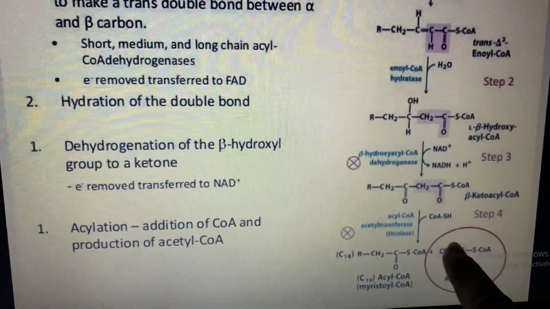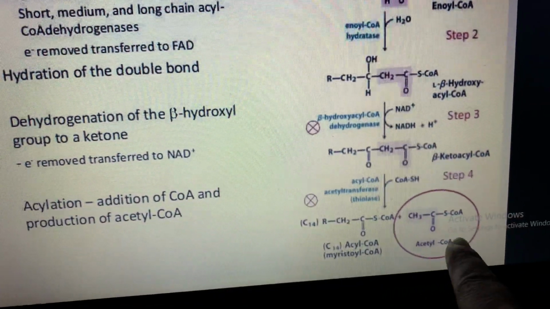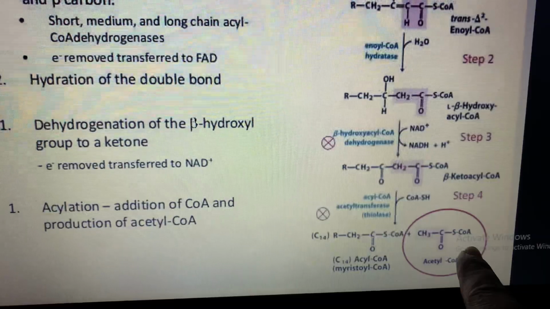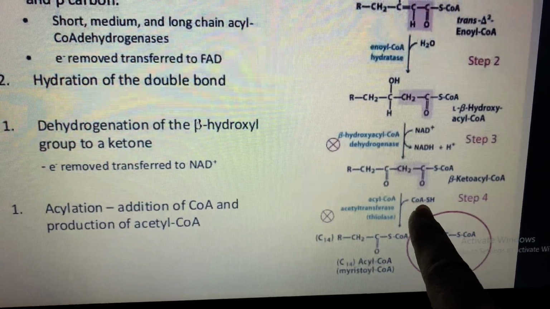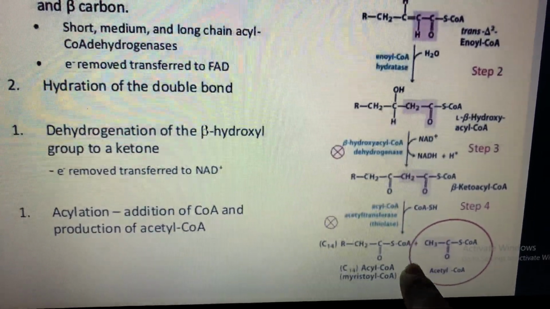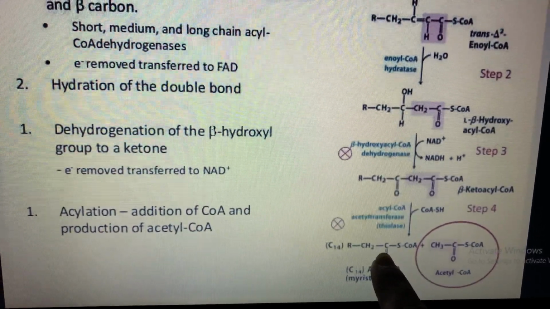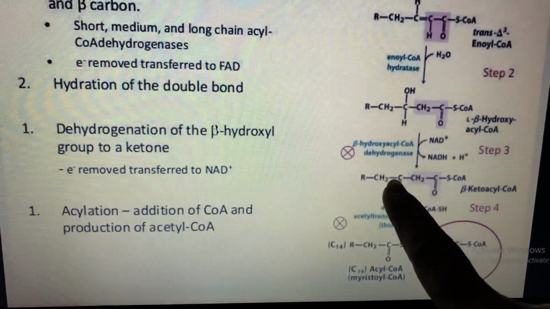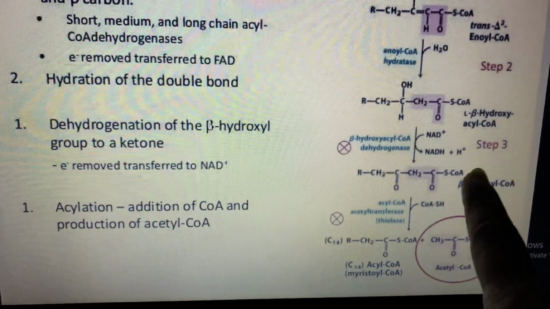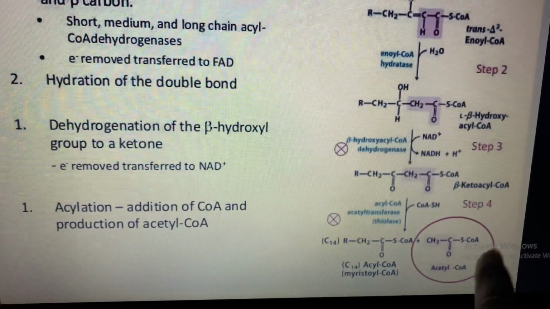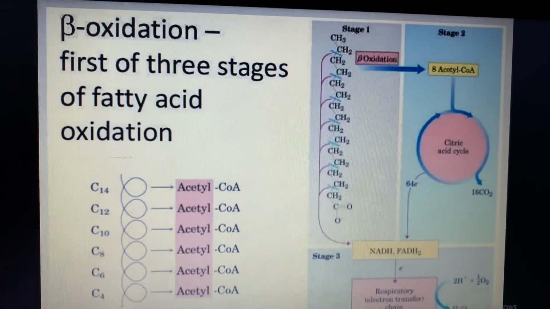In step 4, acylation, addition of coenzyme A and production of acetyl coenzyme A, occurs. You see, the thio group of coenzyme A is added, and this acyl coenzyme A binds with this beta carbon, and the group from here, all of this, is released. So this one released is acetyl coenzyme A. The same thing is written here.